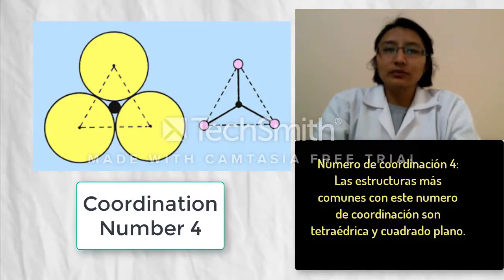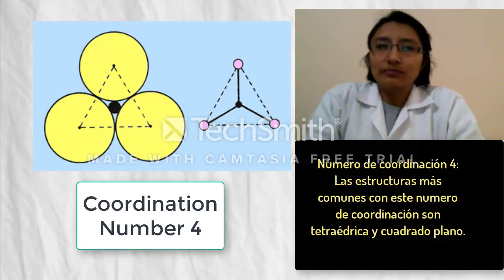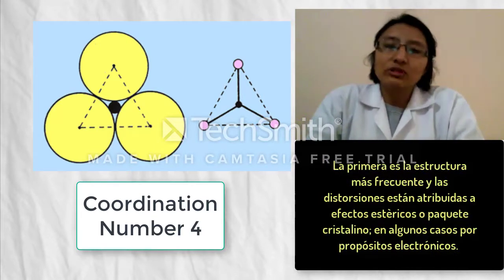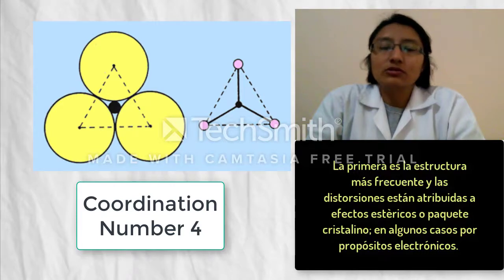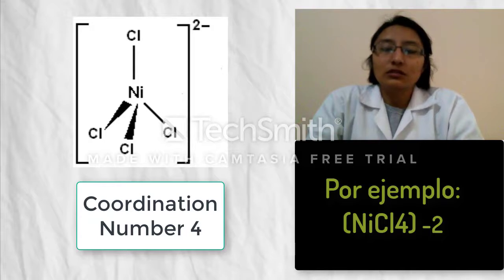Coordination number 4. The most common structures with this coordination number are tetrahedral and square planar. The first is the most frequently observed structure, and the distortions are attributed to steric effects or crystalline packing. In some cases, for electronic reasons, for example, tetrachloroplatinate 2-.